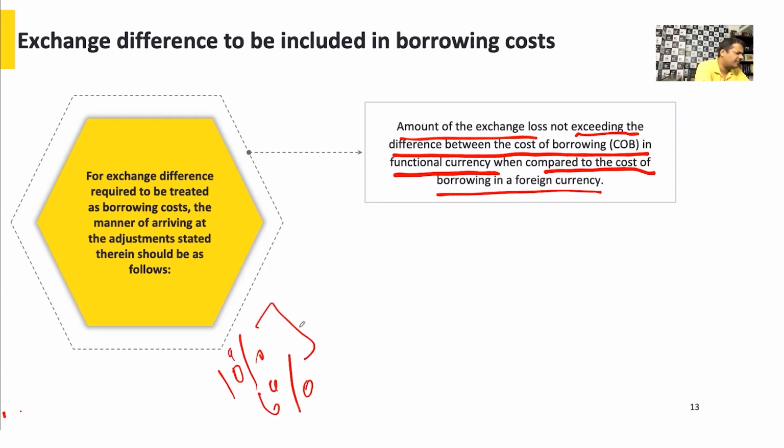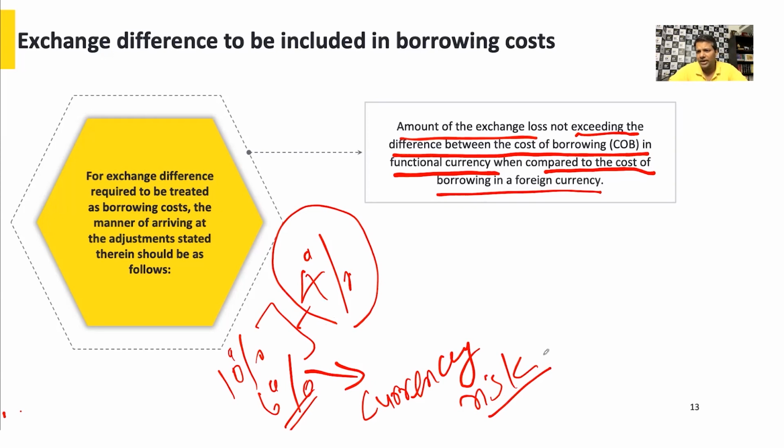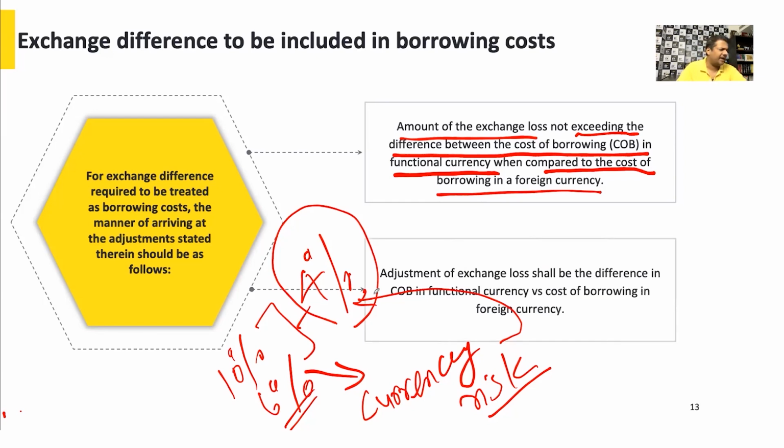Now, this 4% saving which you think you have made, you are now exposed to the currency risk. In this currency risk, there is a possibility that you may lose money, you may gain money. Now if you were to lose money, your losses to the extent of this 4% is what can also be considered as borrowing cost, which is eligible for capitalization under the Ind AS 23 model. So we will try and understand this.